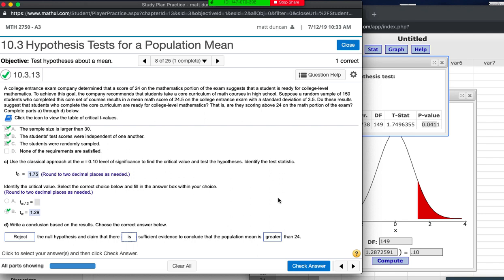But notice when I say my conclusion, it's always in terms of guilty, right? There's enough evidence to say guilty or there's not enough evidence to say guilty. We never say innocent. So the point I was trying to make is it should always be in terms of the alternative.